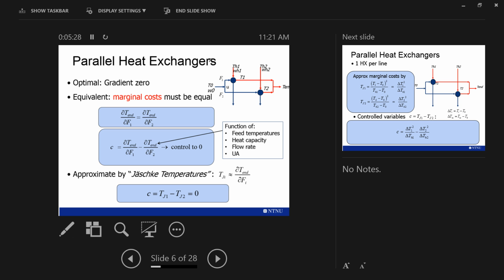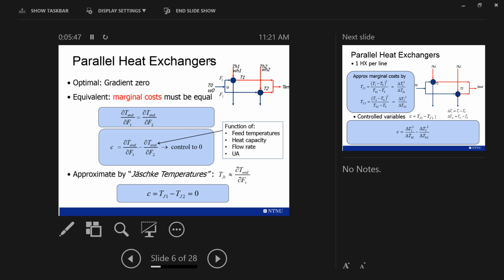And then we came up with something called Jäschke temperatures. The name was actually proposed by Sigurd. He said, we need a good name for it. And then he said, we'll call it this. Okay, so it might be a bit embarrassing since I'm presenting it, but it's not my fault.